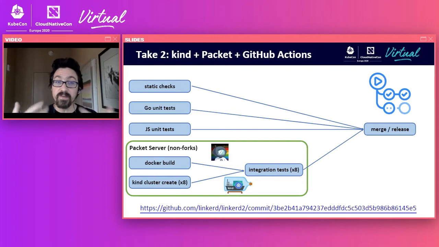So then we move forward with a full setup with those 3 tech choices. You can see the lower left has been replaced with using kind, Packet, and GitHub Actions. The whole thing is GitHub Actions now. Note that even though we're doing Docker builds and our kind cluster work on Packet, we're calling it out only for non-forks. Because we were still running hardware that we were responsible for, we didn't want untrusted code running there.